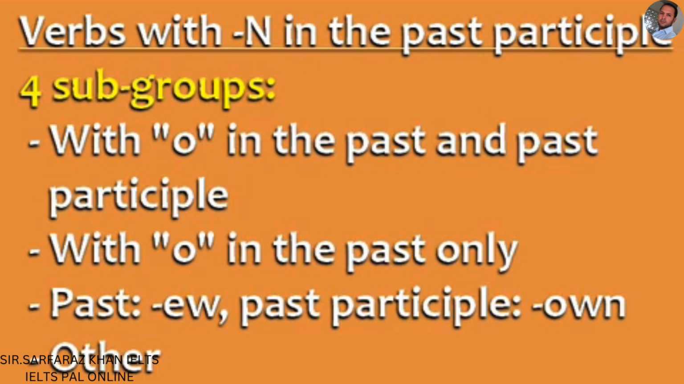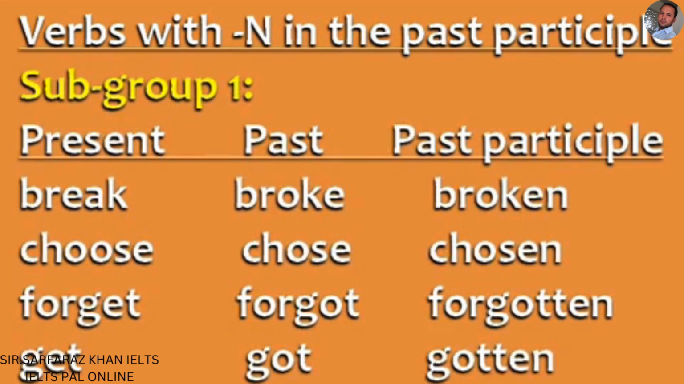A number of irregular verbs have n in the past participle. These can be divided into 4 subgroups: with o in the past and past participle, with o in the past only, verbs with the past form ending in ew and the past participle in own, and other. Subgroup 1. Break, broke, broken.